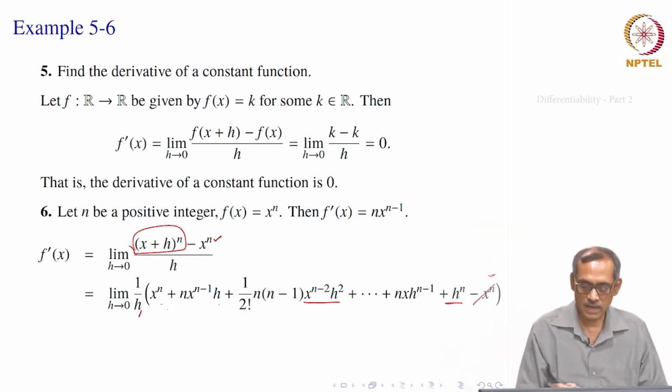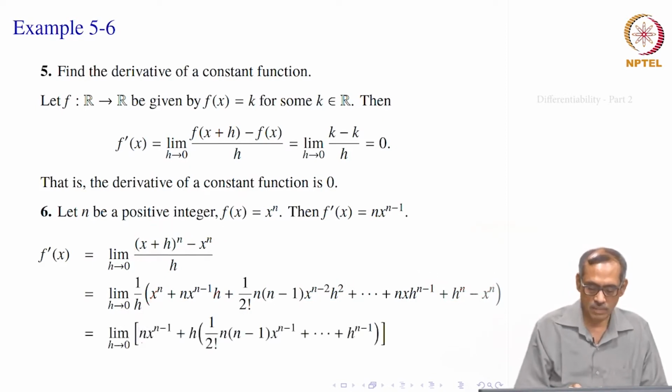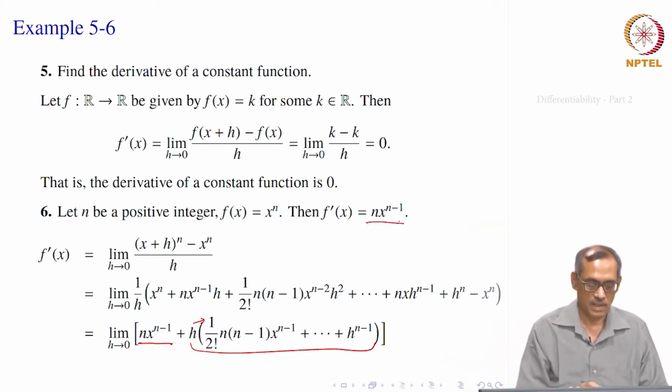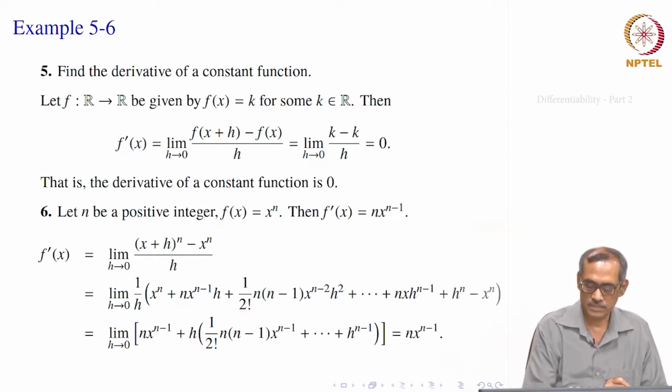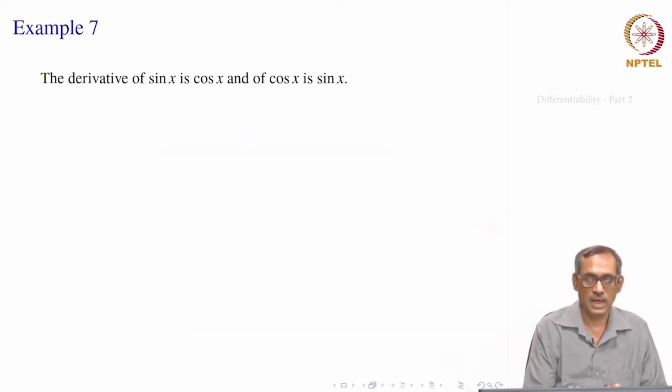Now, x to the power n and x to the power n have opposite signs, they cancel, and h also gets cancelled. Now, you see that you have n x to the power n minus 1 plus h times something. So, h goes to 0 means the whole factor goes to 0. Therefore, limit is n x to the power n minus 1 as claimed. So, that is quite straightforward. Fine. So, let us go to another problem.